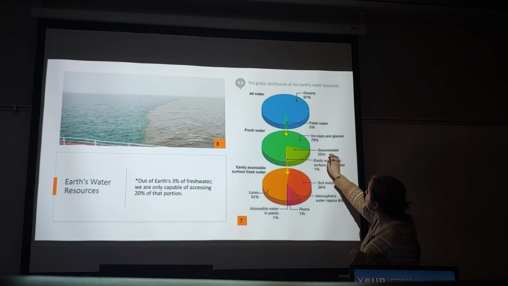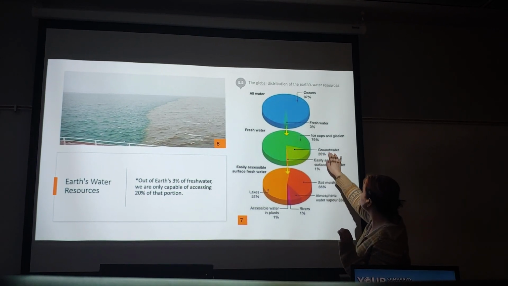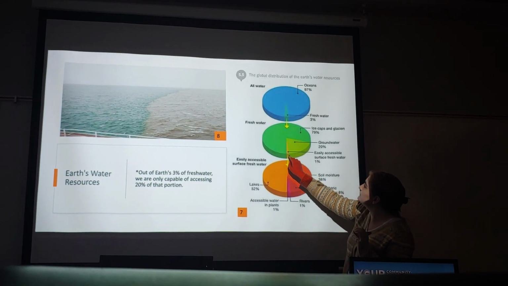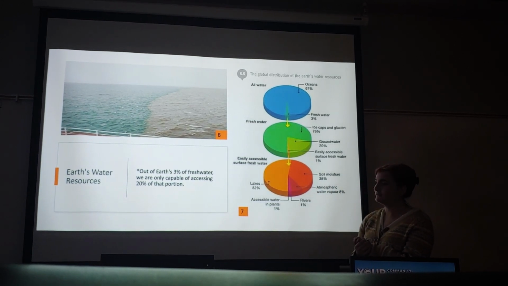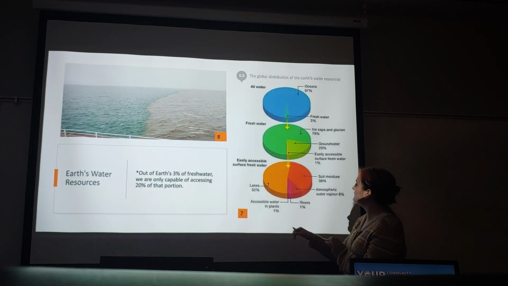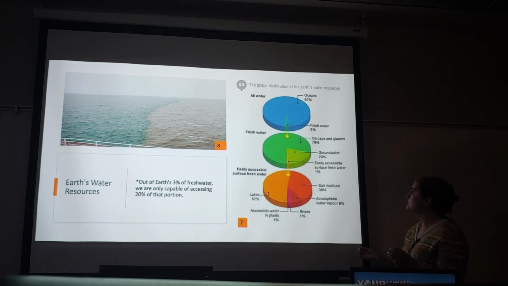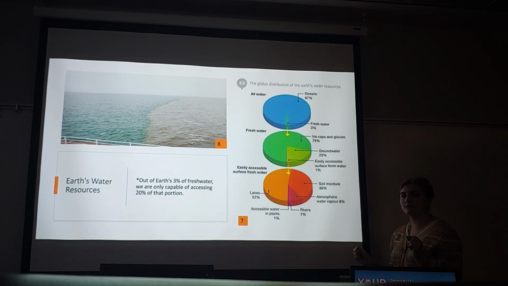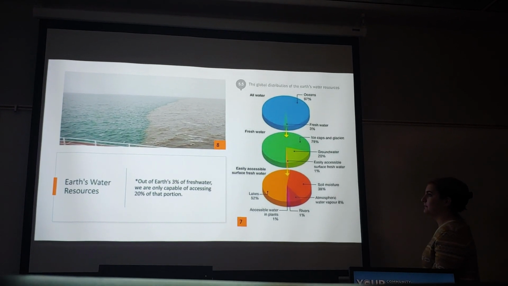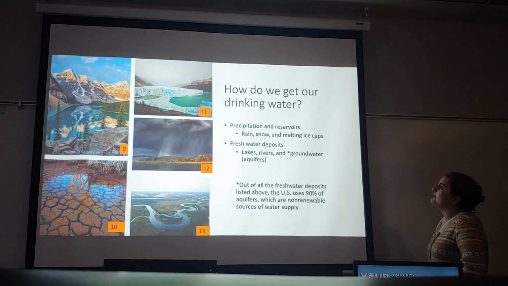And we usually use, in the United States anyway, groundwater, but a lot of other places will usually use more fluvial systems, and that's 1%. So as you go down, that 1% is made of lakes, rivers, soil moisture, which is a little bit different than groundwater, and atmospheric water vapor.